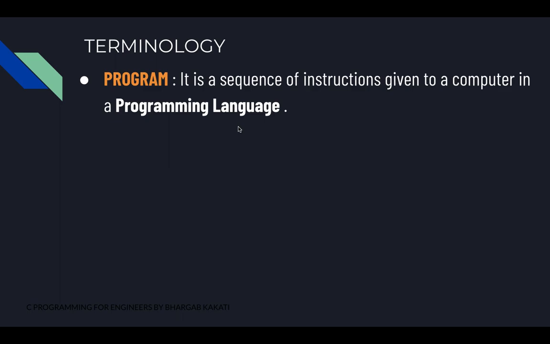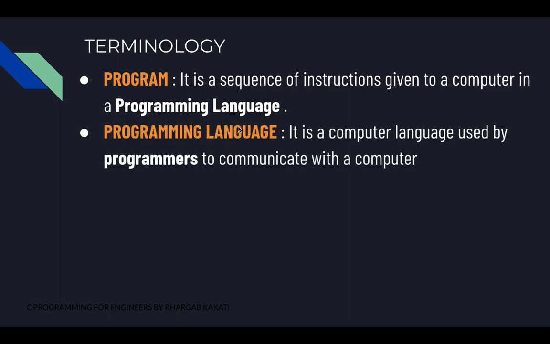Now let's see what is the meaning of a programming language. It is a computer language used by programmers to communicate with a computer. Just as I mentioned a few minutes back, in order to communicate among humans, we use a language, like English, Hindi or any other language. Similarly, in order to communicate with a computer, we require something known as a programming language. So a programming language is used by programmers.